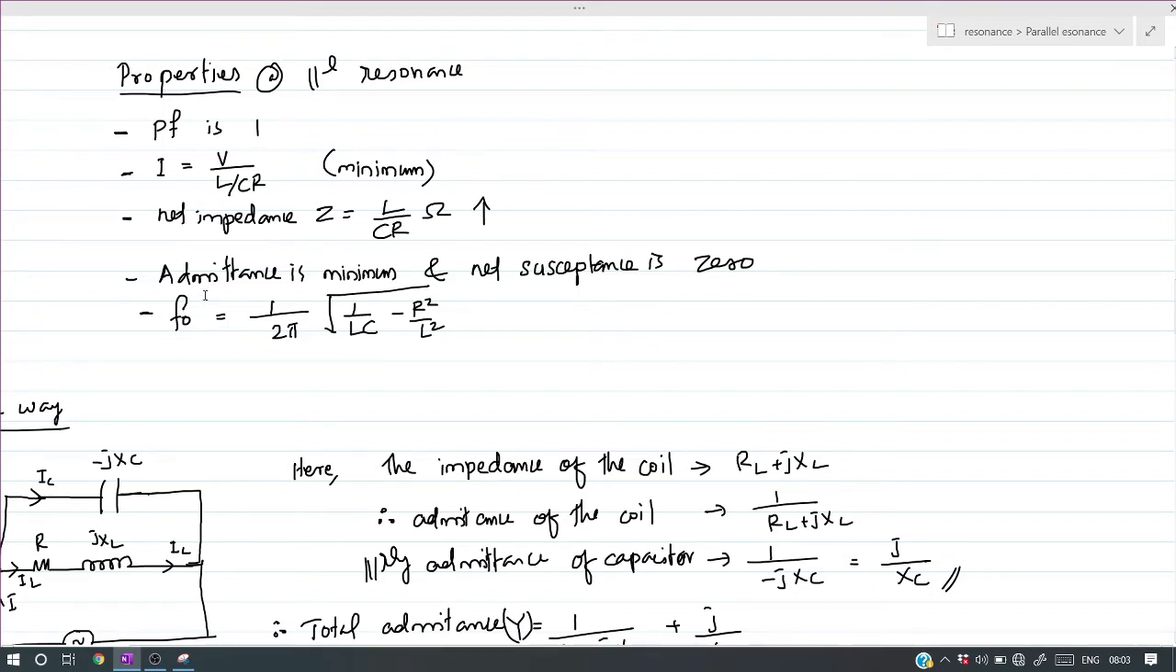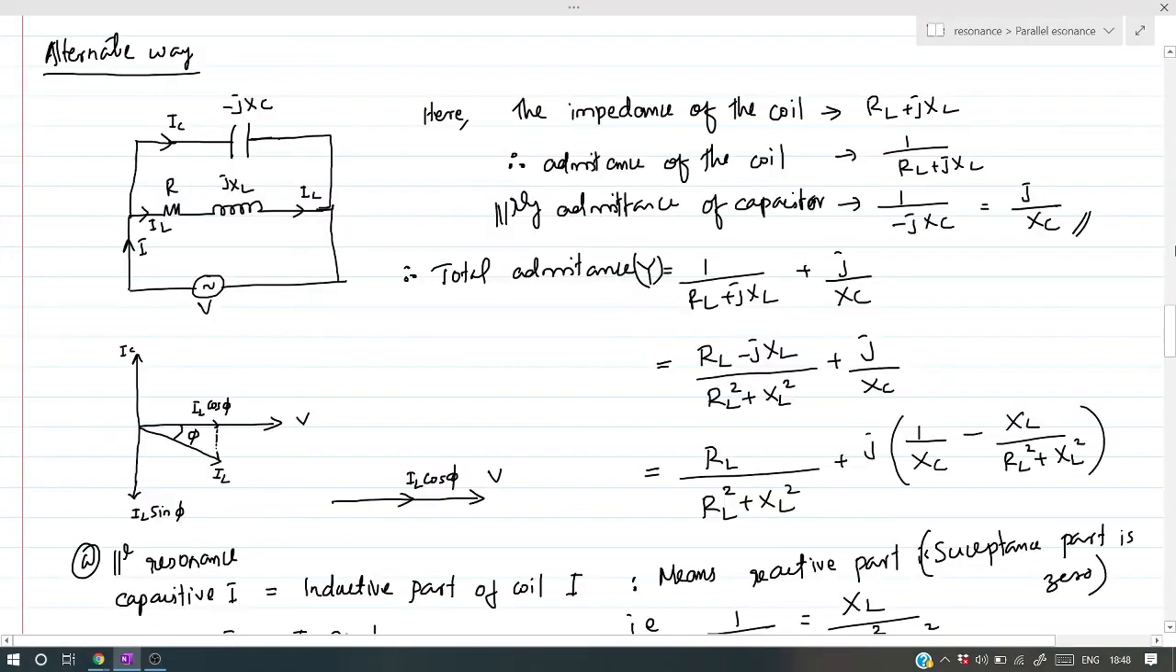And resonance frequency can be obtained as 1 by 2 pi root of (1 by LC minus R square upon L square). And it is found that if coil resistance is neglected, resonance frequency is exactly equal to the resonance frequency of series resonance circuit, 1 by 2 pi root LC. Alternatively, we can have another method in order to derive the expression for resonance frequency.